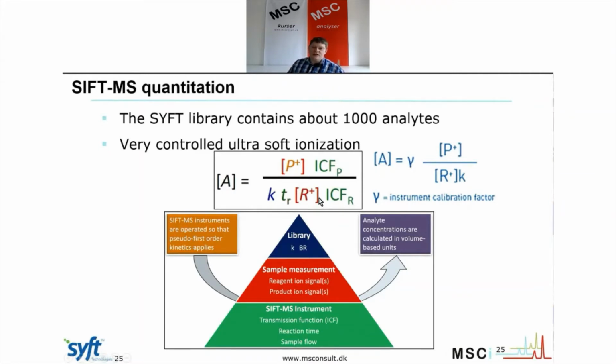We always measure our reagent ions as well as the product ion, because then we can do all this. And our reagent ions, we always have an excess of reagent ions, which means that this is operated as pseudo first order kinetics, because it only depends on the concentration of your analyte. And then you can calculate the concentrations based on this, and it's calculated in volume-based units.